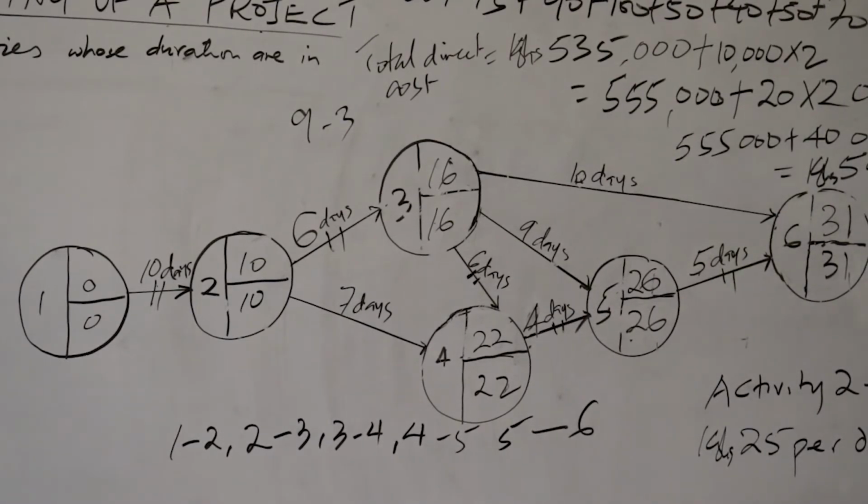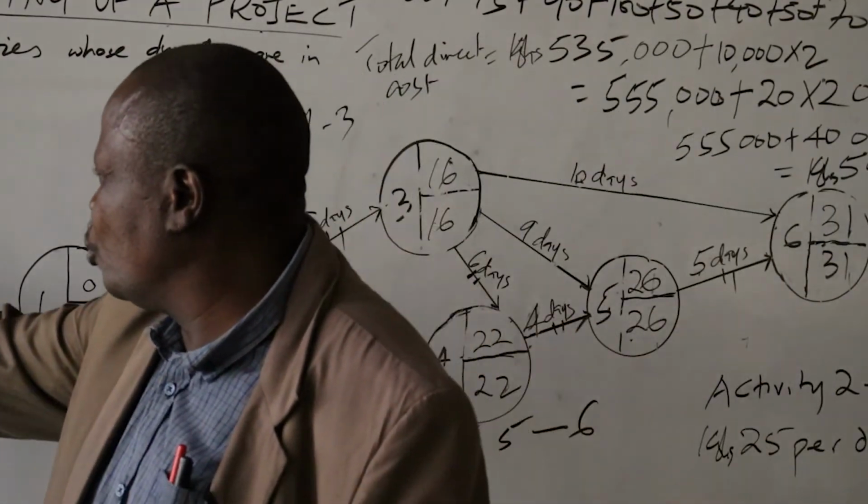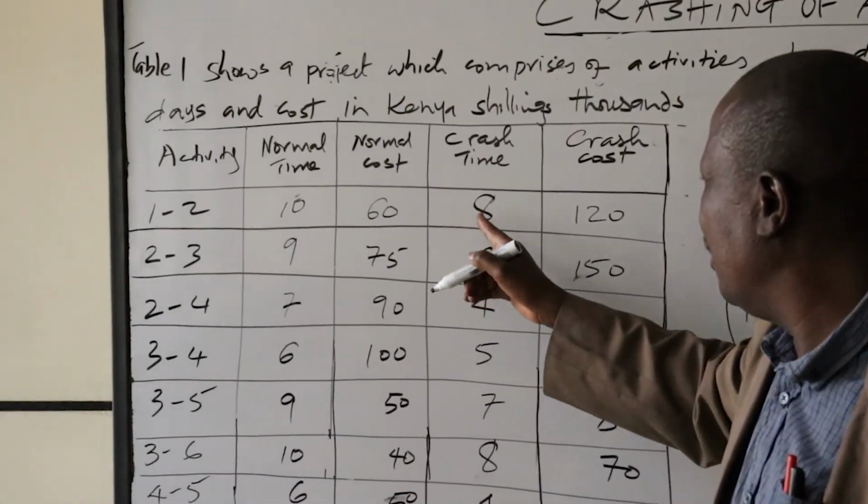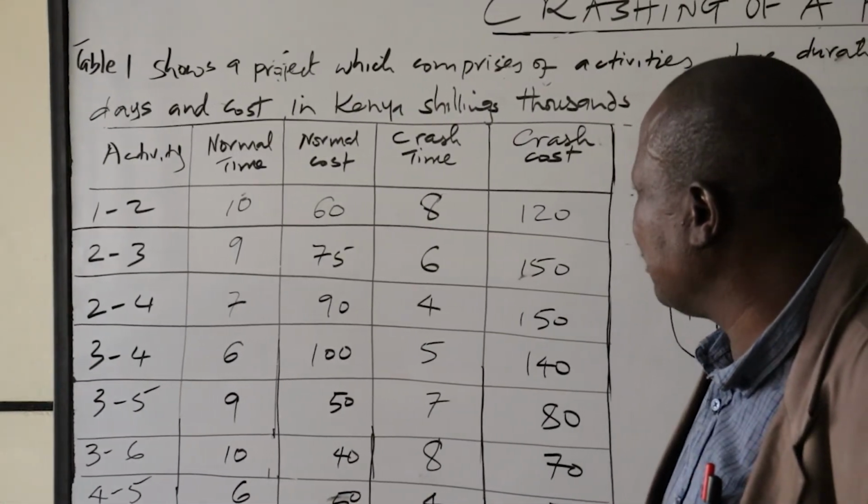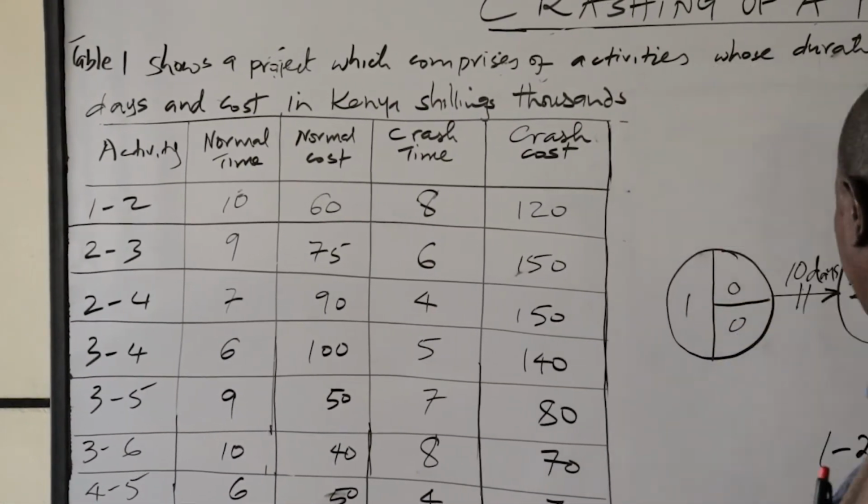Then we check the activity which is to be crushed. We are moving in ascending order depending on the cost slope, but we must be along the critical path. Activity 1 to 2 is the one we are going to crush. It has 2 days available for crushing: normal time minus crash time, that is 2 days.